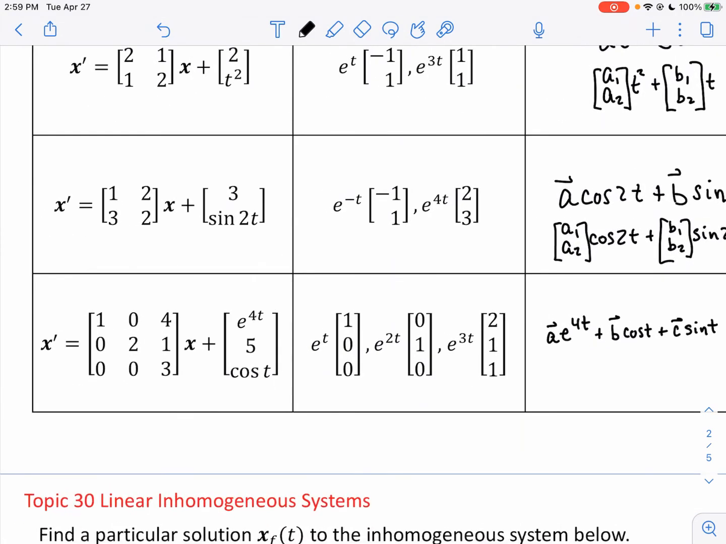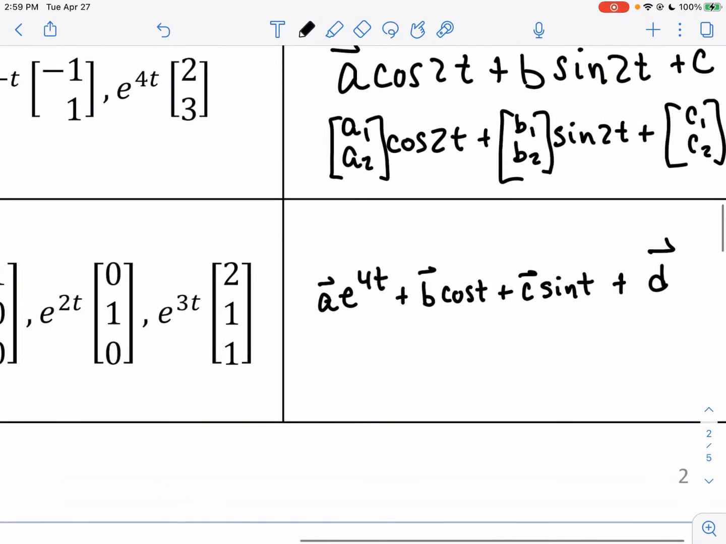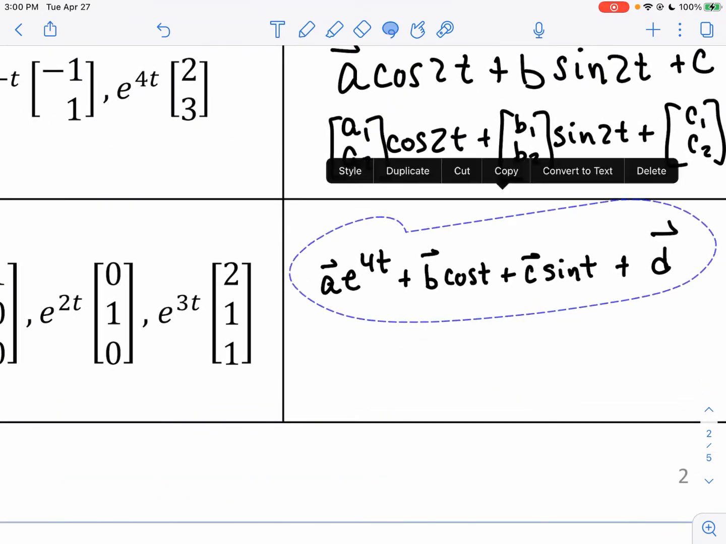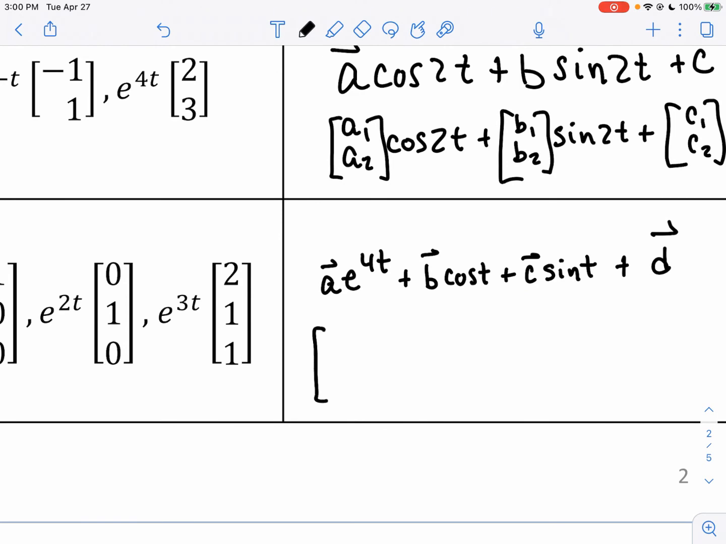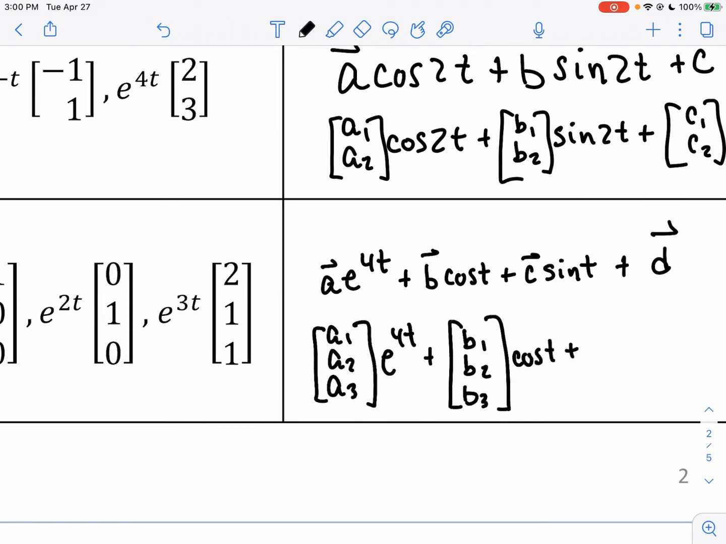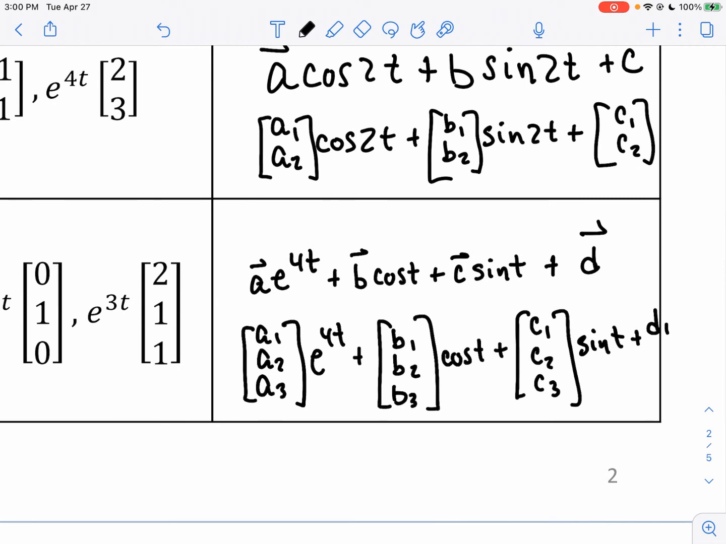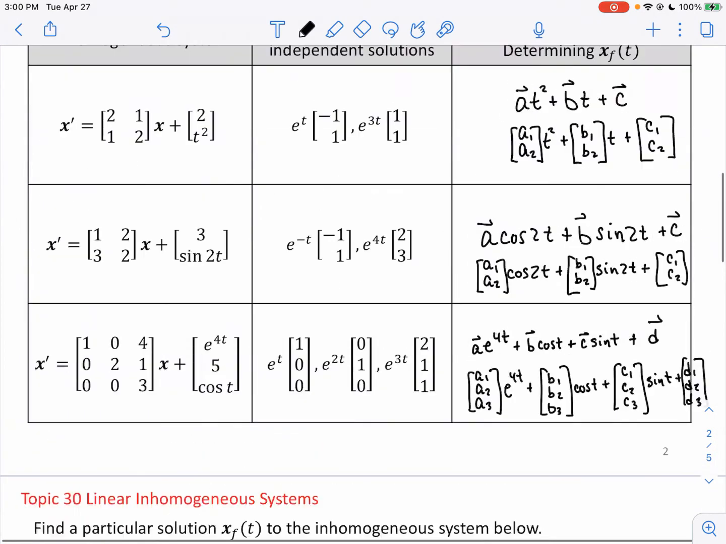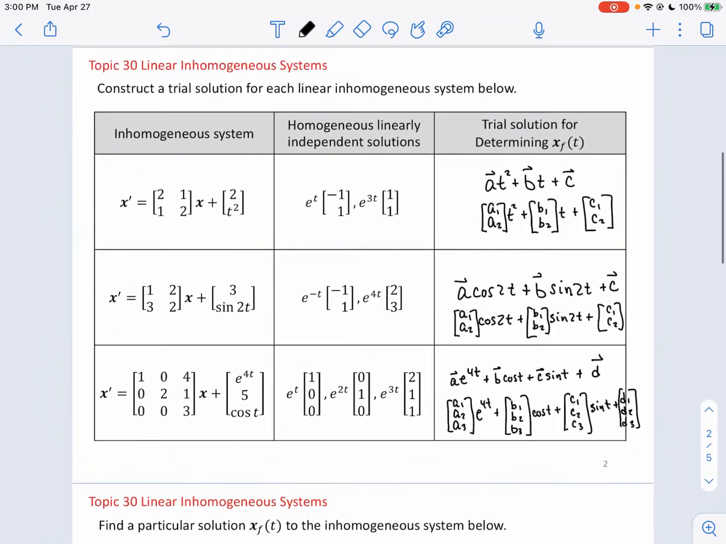And in this third example, we have a 3x3 system. So the A, B, C, and D in this general setup right here are all 3x1s. So we would have an A1, A2, A3 times e to the 4t plus a B1, B2, B3 times cosine t plus a C1, C2, C3 times sine t, and then finally plus a D1, D2, D3 constant vector there at the end. Okay, so this one you would have a total of 12 constants that ultimately you would have to find, and it can get quite complicated, as you can surmise.